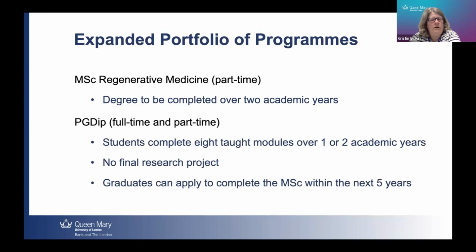And the other option that we've made available is a PGDip, a postgraduate diploma, and we are offering this both full-time and part-time. So for the PGDip, students complete the 8 taught modules, either over 1 or 2 academic years, depending on whether they're full-time or part-time. But there is no final research project. But the good thing is graduates with the PGDip can apply to complete the master's within the next 5 years. So if a student decides they want to come back and do that final project, they can apply to return to Queen Mary and undertake that final research project. So we hope that this will give our students, our potential students, more flexibility in how they engage with the program.